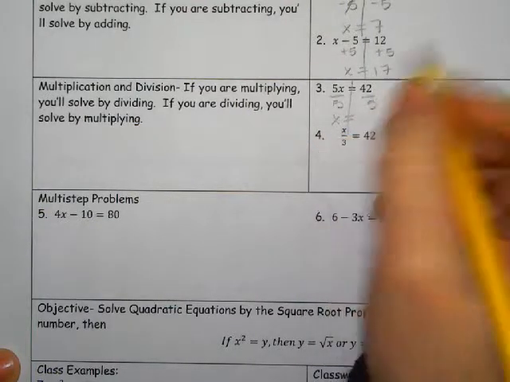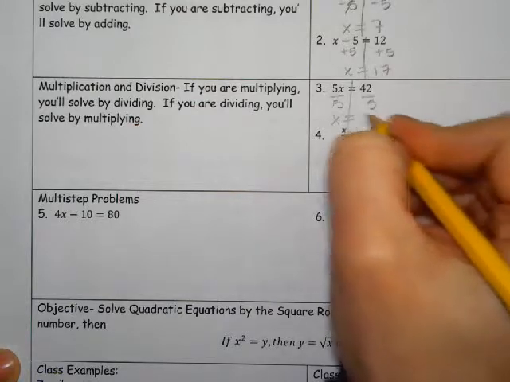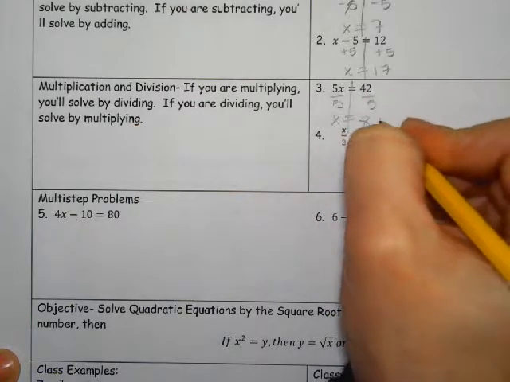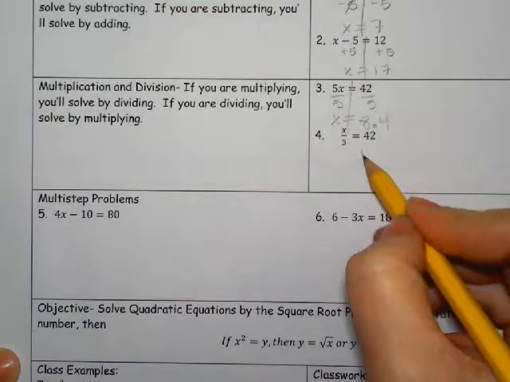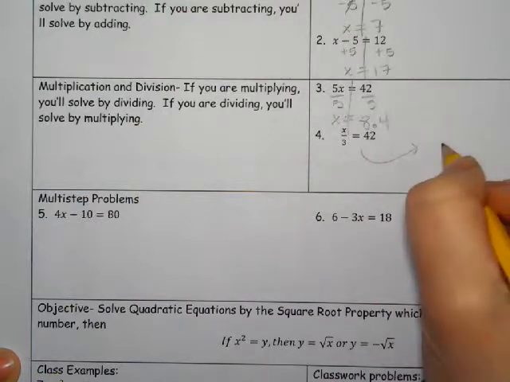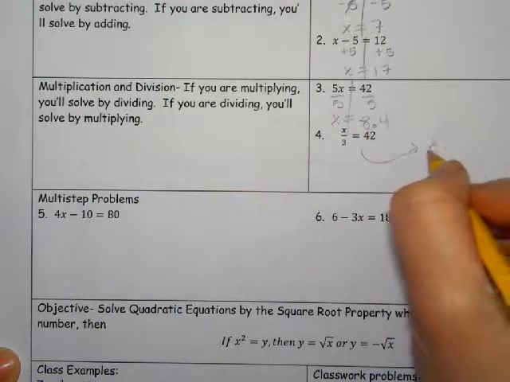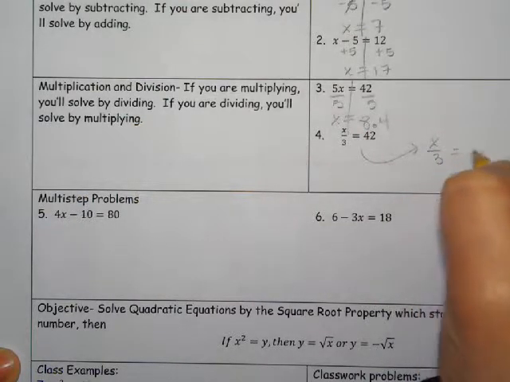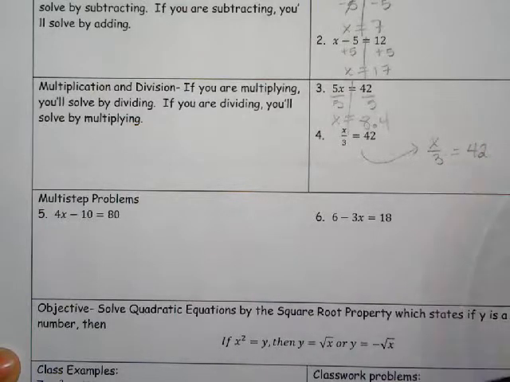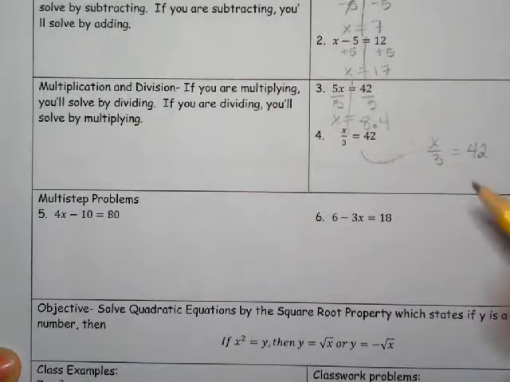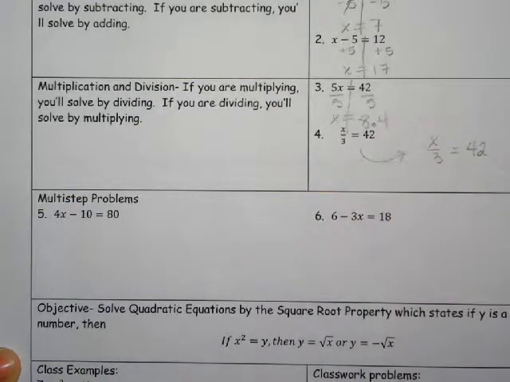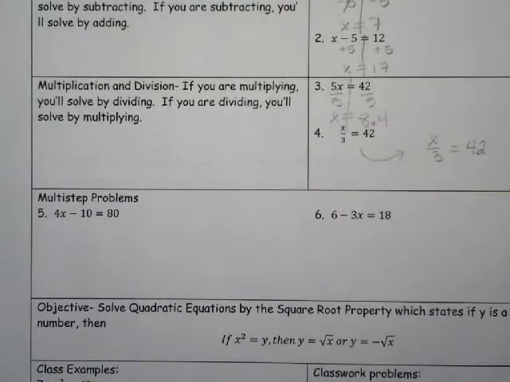This one I'm going to write over here so I have a little bit more space. Got x over 3 equals 42. X over 3 is the same as what? X divided by 3. So remember, a fraction is the top divided by the bottom. So if I'm dividing, how do I undo that? How do I get x alone? I multiply. So I'm going to multiply both sides by 3.